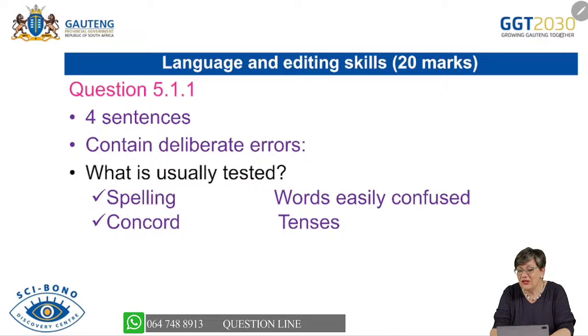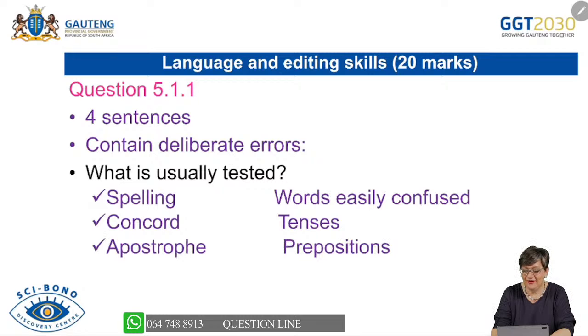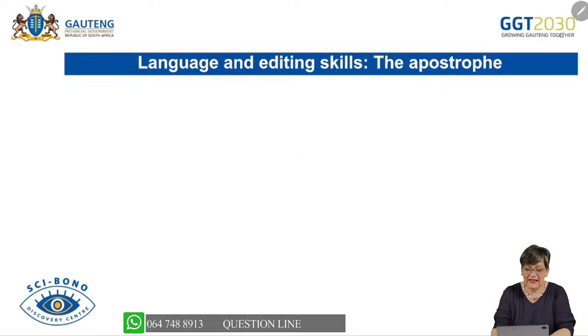There will not be 3 sentences with spelling mistakes. Each sentence will test something else. So be on the lookout for these things that are tested. Now, one of the things that are often tested is the apostrophe. And the apostrophe is quite difficult sometimes. So I thought it was a good idea to quickly run through the apostrophe.